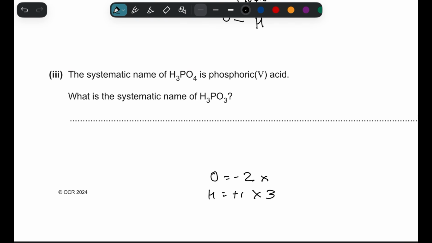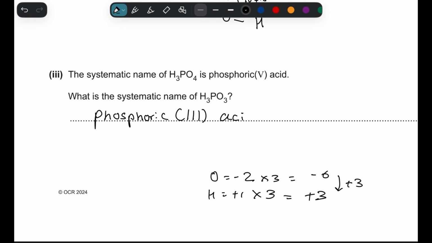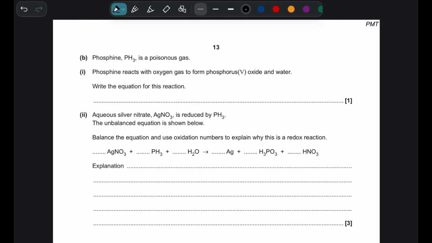And we have 3 of each. So this is -6, this is +3. We're thinking, okay, it's obviously a neutral compound, right? So overall the oxidation is 0. To bridge the gap between -6 and +3, we need to add 3, which means our phosphorus has an oxidation state of 3. So we're going to say phosphoric, then in Roman numerals, 3, and then acid. And that should be the answer.